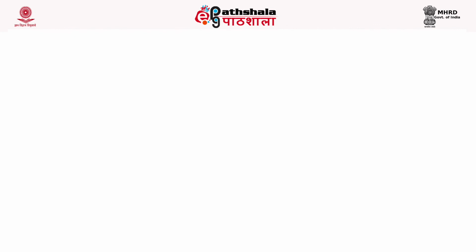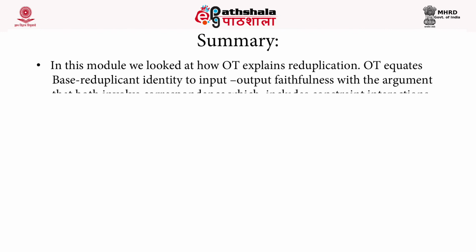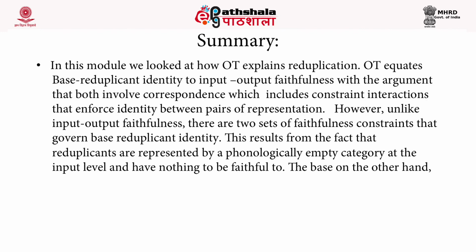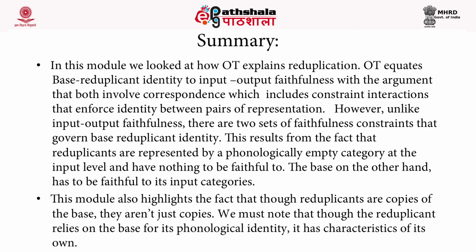In this module we discussed how OT with its constraint interaction based approach can account for the process of reduplication. The interesting thing that we found in this module was that there was not one kind of faithfulness constraint, but two kinds of faithfulness constraint. One, the input-output faithfulness constraint, and the second, the base reduplicant identity constraints. Although in the input-output faithfulness constraint the output had something to be faithful to, in the base reduplicant constraint, the reduplicant did not have any input. So there was nothing to be faithful to. So it had to be faithful to its stem.